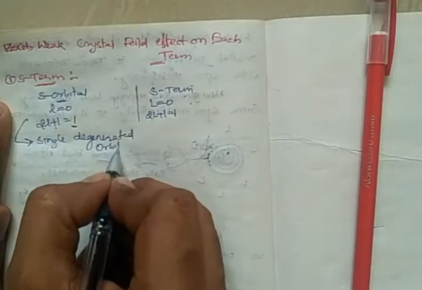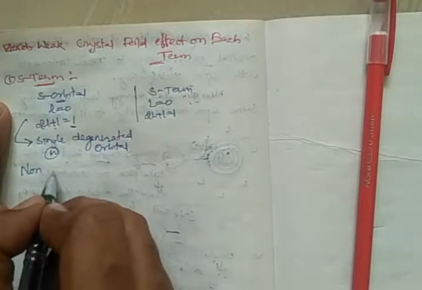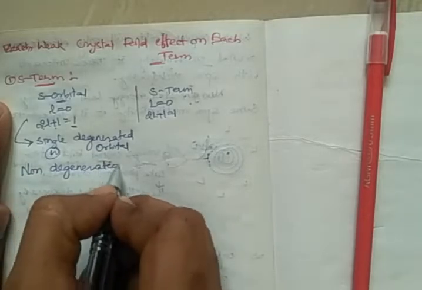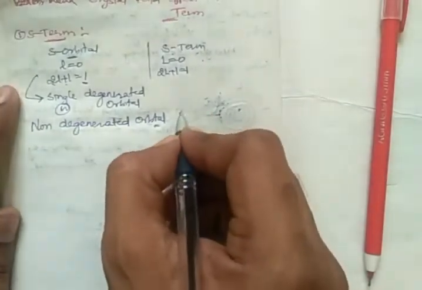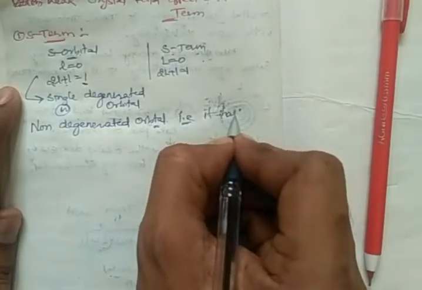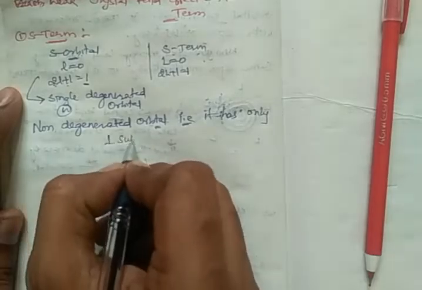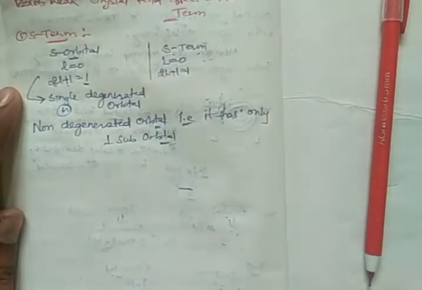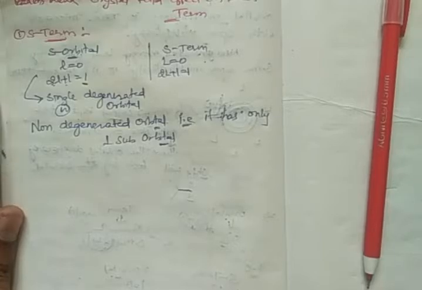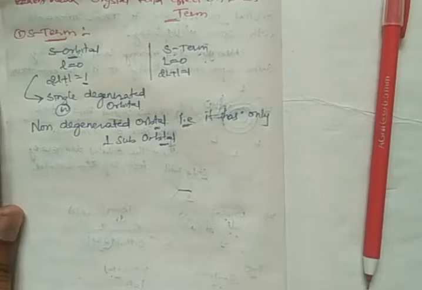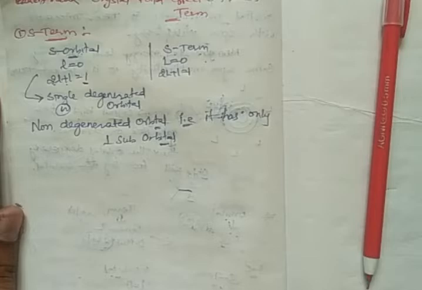Singly degenerated orbital, or we can say non-degenerated orbital. The S orbital, being singly degenerated, has only one suborbital. It is not a group of suborbitals. The S orbital is never a group of suborbitals, unlike other orbitals such as p, d, f. The p orbital is a group of 3 suborbitals, d is a group of 5 suborbitals, and f is a group of 7 suborbitals. The S orbital is only one orbital and never has multiple suborbitals in it.